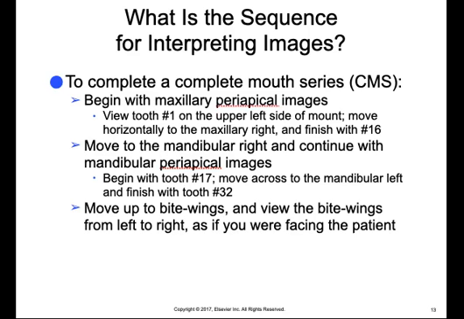Then you'll move up to the bitewings and view the bitewings from your left to your right, as if you were facing the patient.